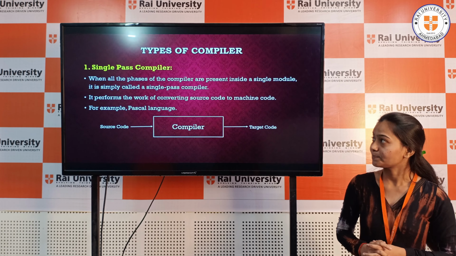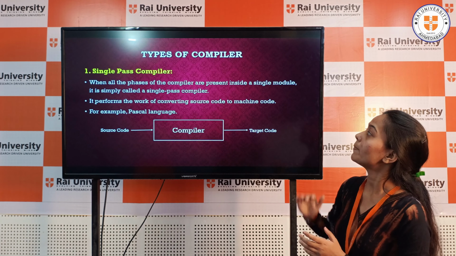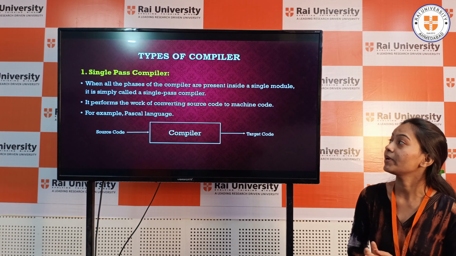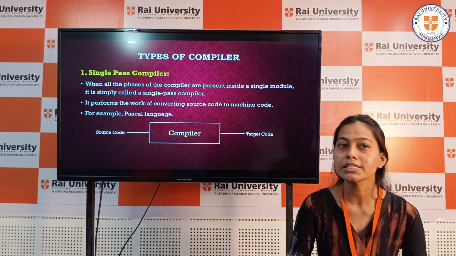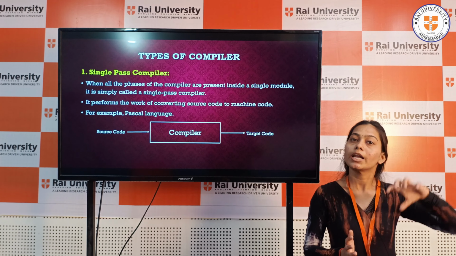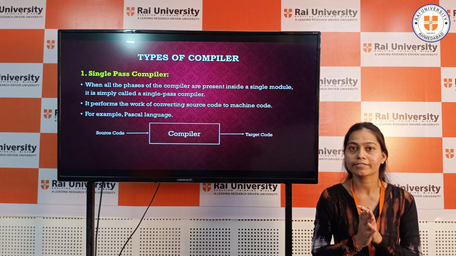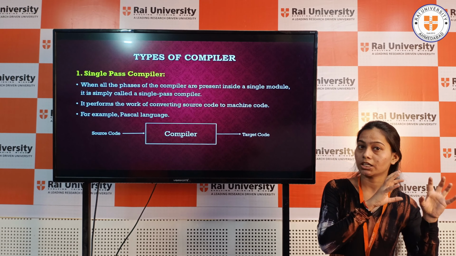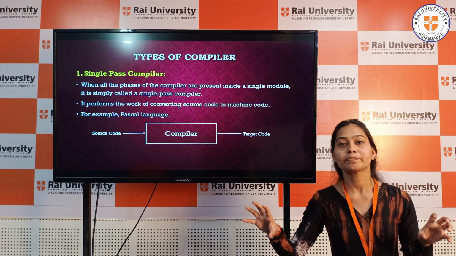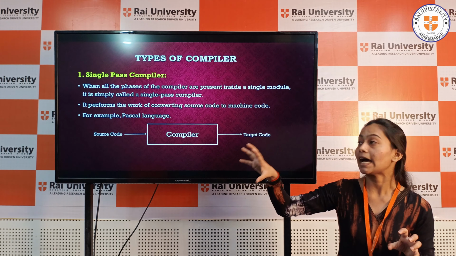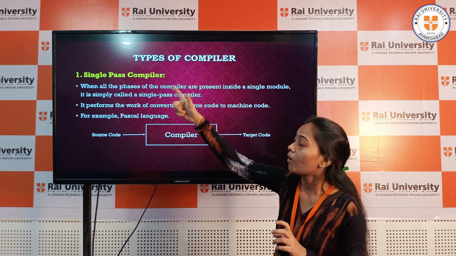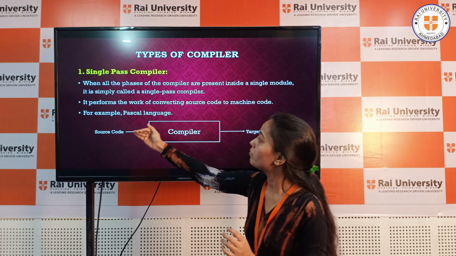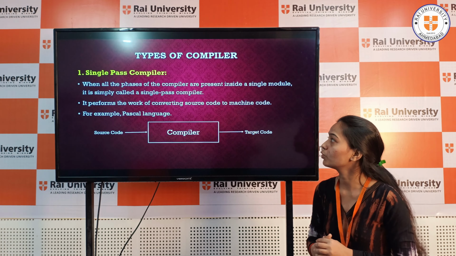What does it do? When all the phases of the compiler are present inside a single module, it is simply called a single pass compiler. That means if we are going to translate a large program into a particular binary language, there are certain phases in between the higher level language and the lower language, or we can say target machine code. So here all the phases are combined in a single module, that is our single pass compiler. It performs the work of converting source code to machine code.